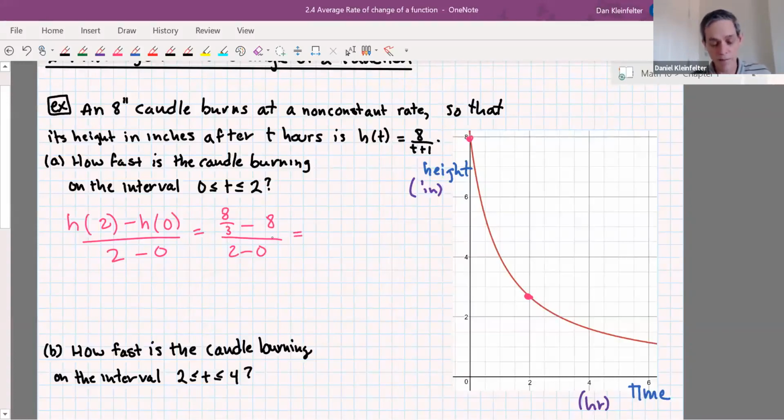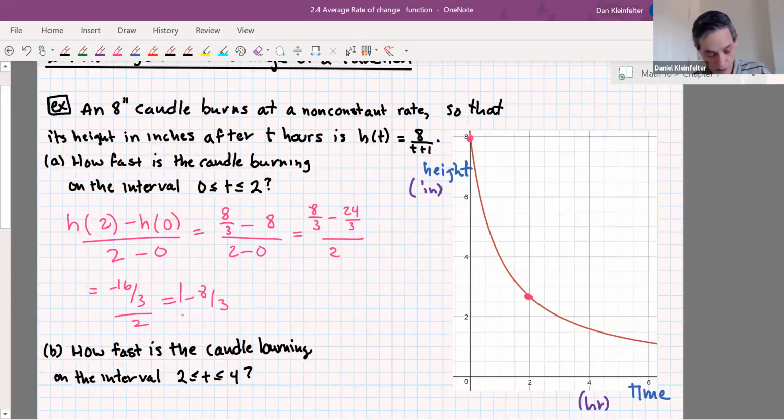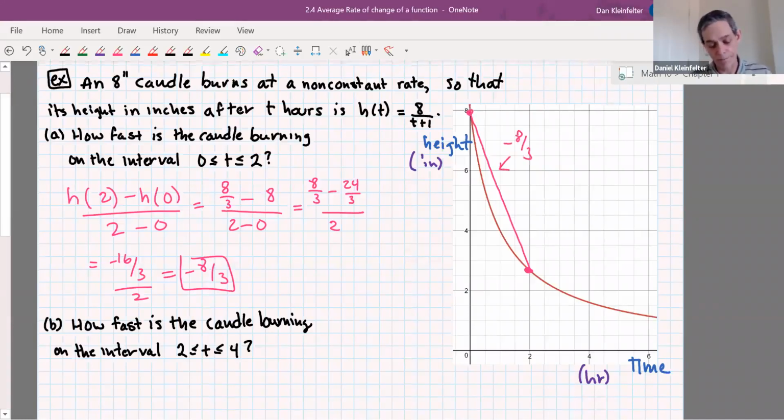Okay, so a little arithmetic to do here. 8/3 minus 24/3. That's just divided by 2. So we will have negative 16/3 divided by 2, which is negative 8/3. All right, so that's the average rate of change over that interval. And that is the slope of that little secant line between those 2 points.